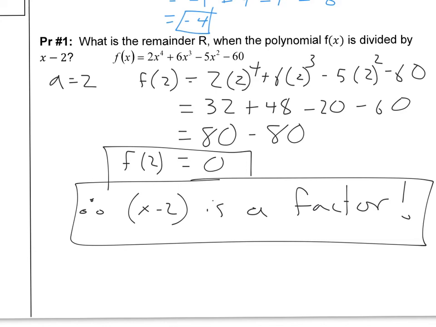So when you work this all out, plugging a 2 in, you end up with 0. You get 80 minus 80. So it turns out that this expression x minus 2, because we got a equals 2 from there and plugged it in, gave a remainder of 0. Well, that means this expression goes into this function perfectly. It's a factor. In fact, if you were to divide this out, you could find some of the other factors there. So pretty neat. We found one of the factors, and if we wanted to, we could use long division or synthetic division and see what the other factor would be.